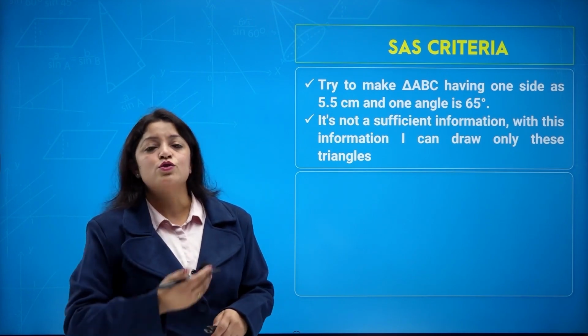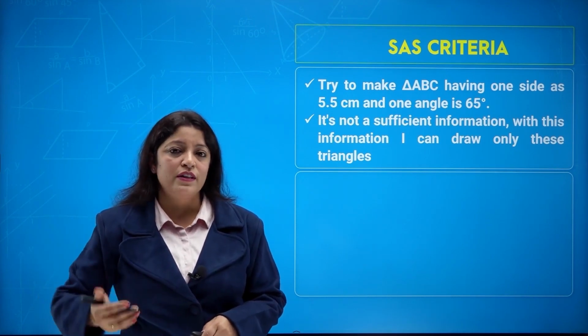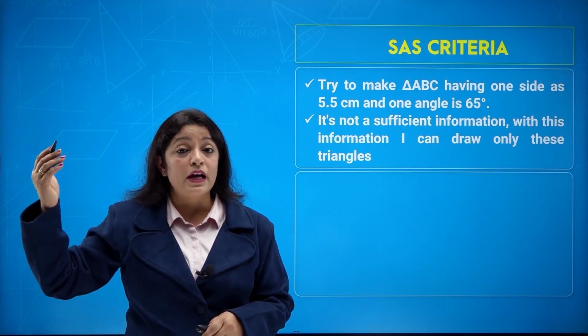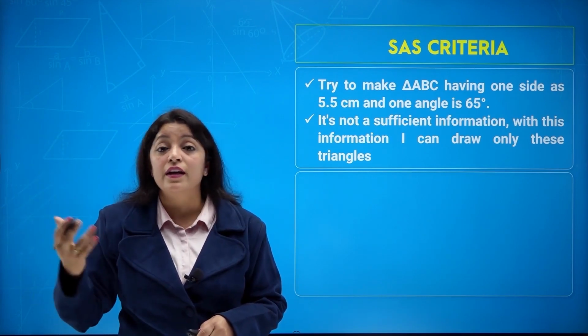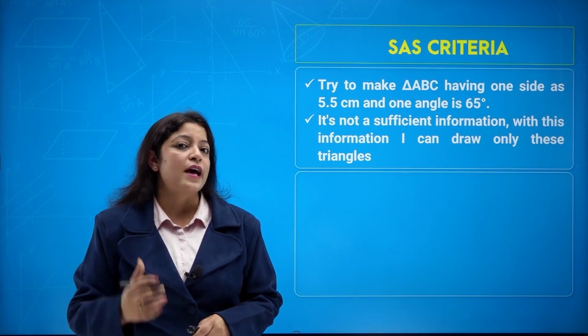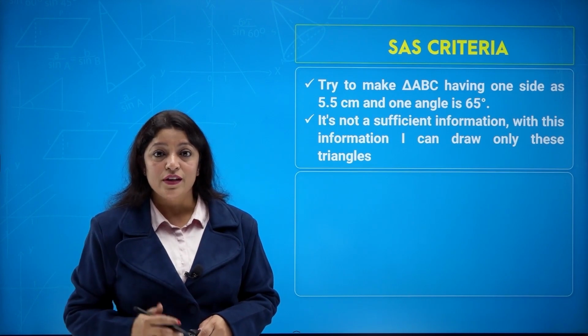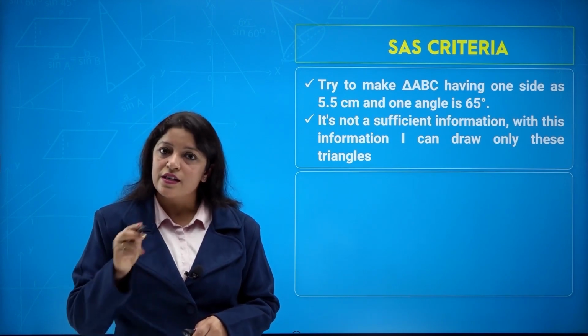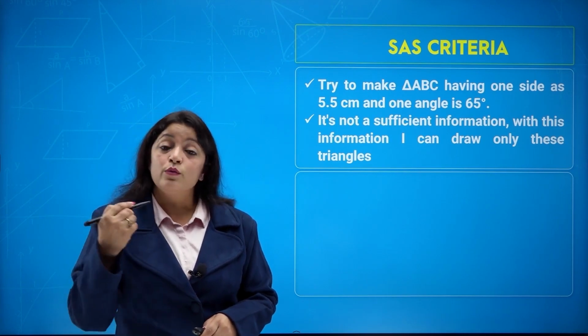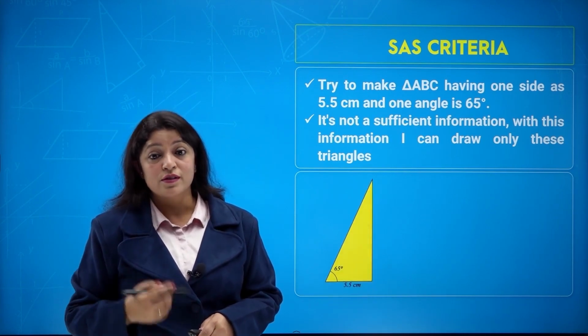If I simply draw a line segment of 5.5 and then draw an angle of 65 degree, the ray forming the angle can be of infinite length, any length, whatever suits you, you can take that. That means in this case the size is not fixed for the triangle. So this is insufficient information provided to us. So we need one more piece of information for this, right?